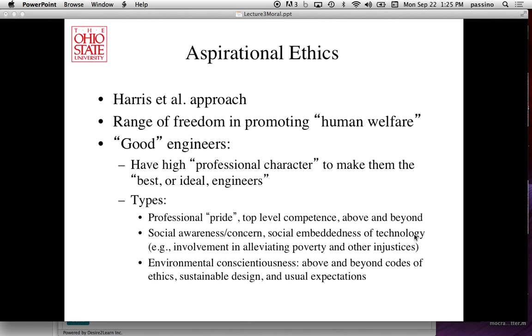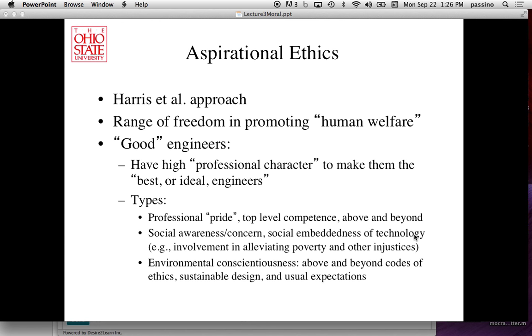Another type of ethics that is covered in not your textbook, but the other book I use for lecture, by Harris, is the so-called aspirational ethics, where there's a range of freedom in promoting human welfare. What they highlight are what they call good engineers. They're like exemplary engineers. They give a number of examples, and these engineers have very high professional character. They're the best or ideal engineers. They give their careers to, and go to extraordinary means to, for instance, protect the safety, health, and welfare of the public.